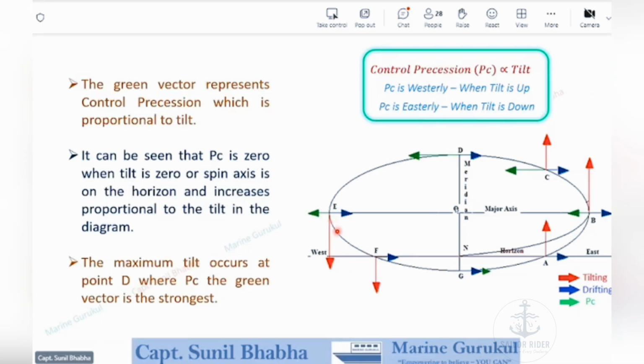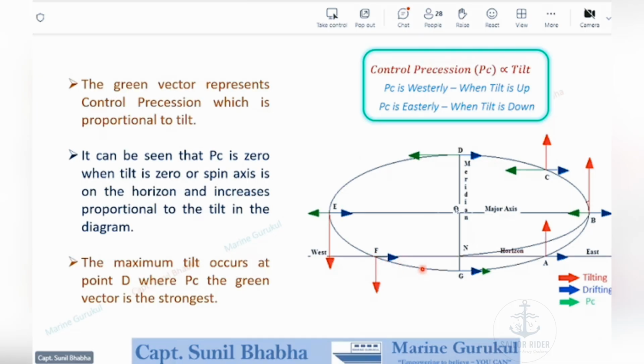From point echo, we reach up to point foxtrot. Now this point foxtrot is on the horizon. When the spin axis is pointing on the horizon, the tilt is 0. If the tilt is 0, the control precession will always be 0. So you don't see any green vector here. The control precession is not present at this particular point.